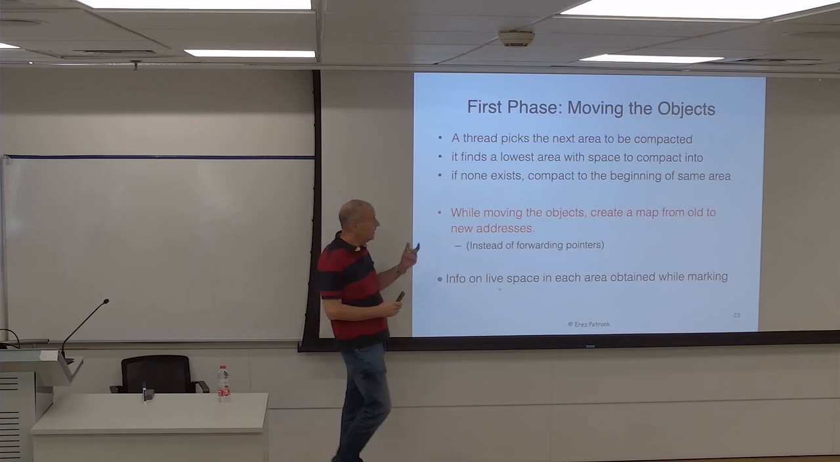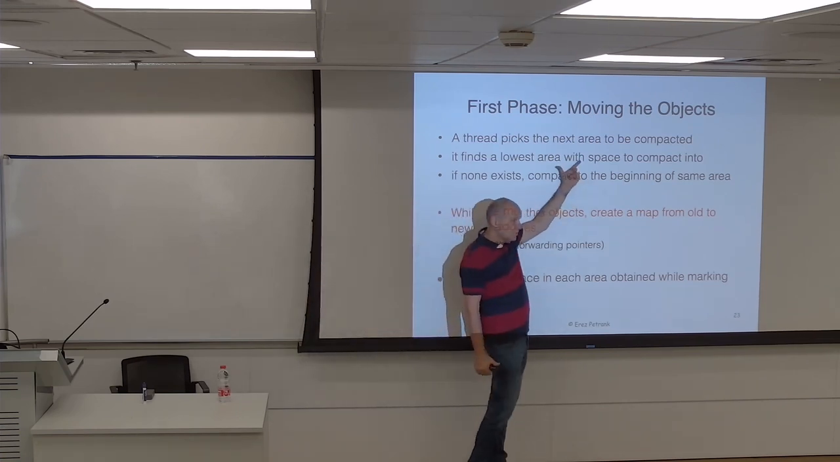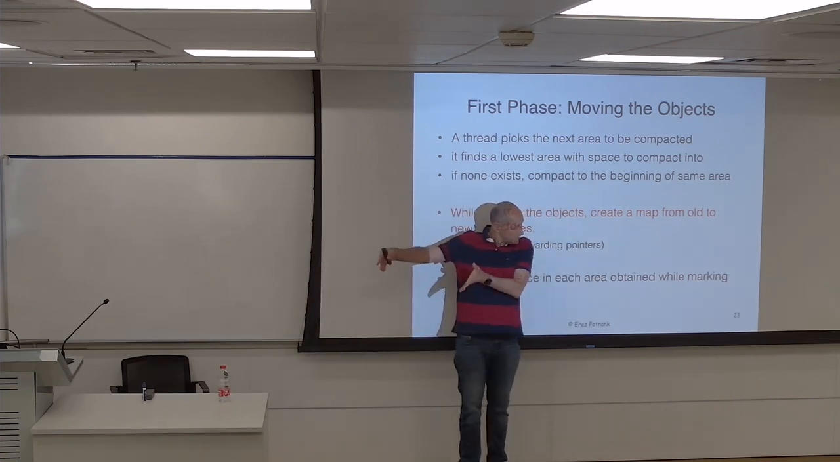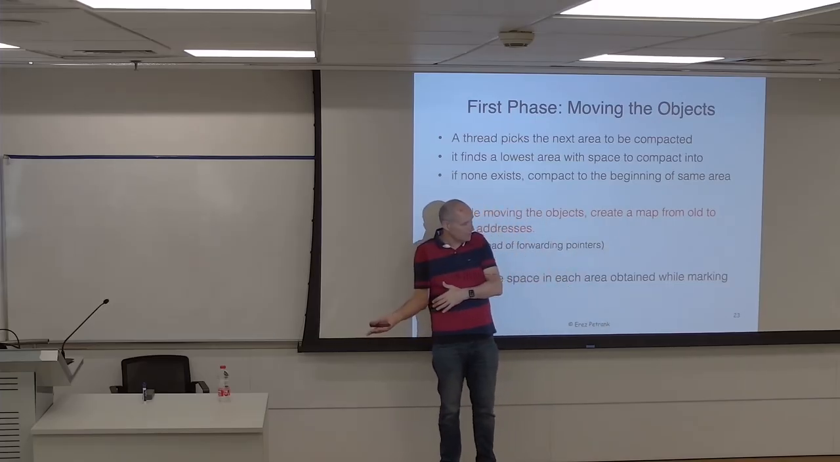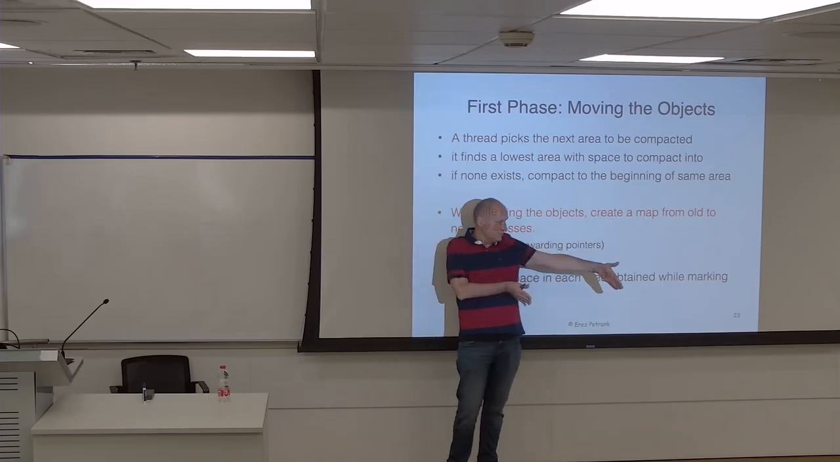In terms of finding the output area to compact to, you start by looking at the lowest areas and you see if they have enough space to move your objects into there. If not, then you compact within your own area.